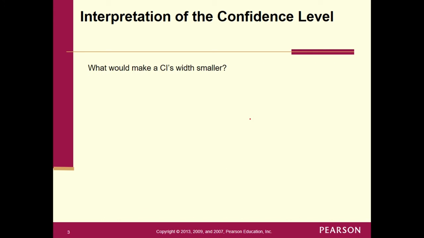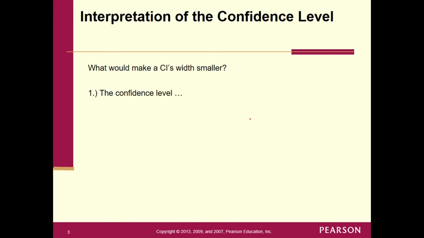So the thought here is that we should then examine what would make a confidence interval smaller, because we just saw that having the confidence interval that goes from 49% to 51% is a lot better than the one that goes from 1% to 99%. So the smaller width here is better. Okay, so what would make a confidence interval smaller that a researcher could control, right?